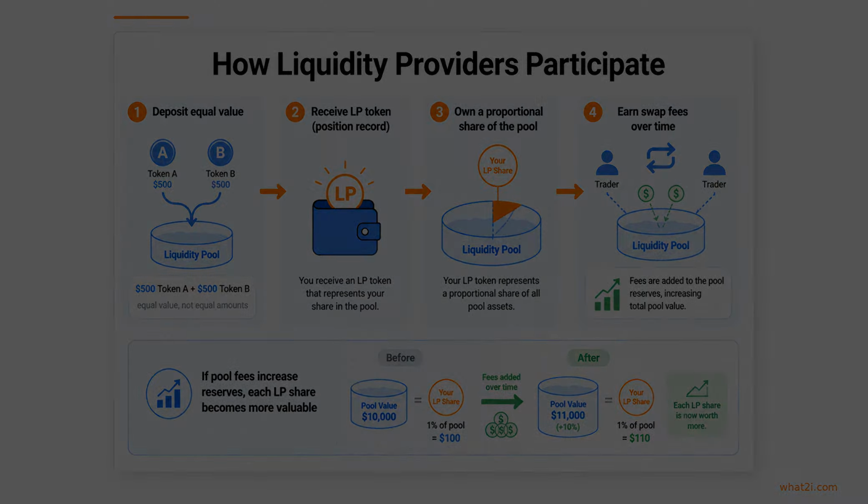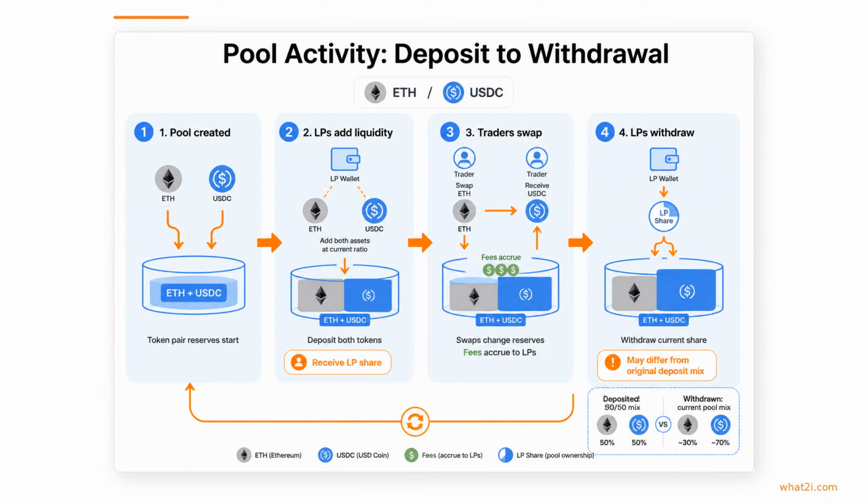A liquidity pool follows a simple loop. A token pair is created, liquidity providers deposit both assets at the current ratio, and traders swap against those reserves while fees build up in the pool. When an LP exits, they redeem their share of whatever the pool holds at that moment, so the withdrawal may not match the original deposit mix because trading has changed the balance over time.